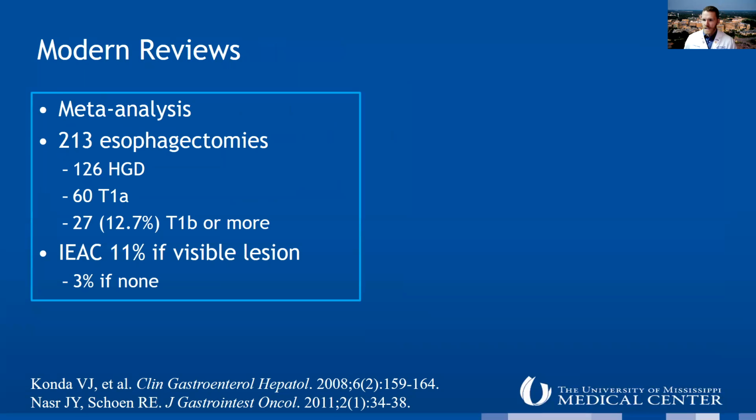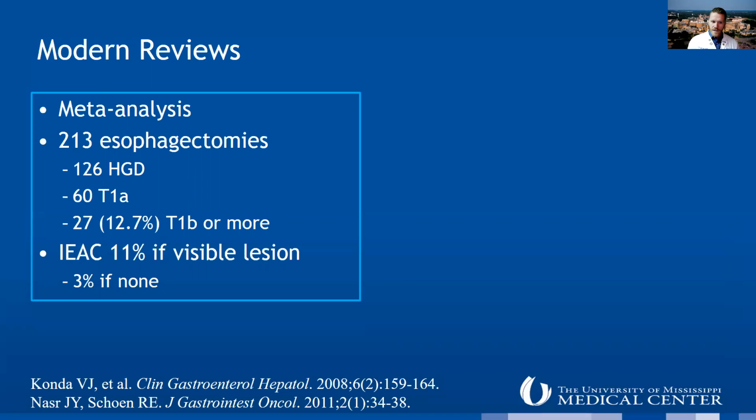So that's been certainly studied further since that time in the mid-90s. This is a meta-analysis from 2008 that reviewed 30 studies and pulled out 200 plus patients who had esophagectomies for Barrett's with high-grade dysplasia. In those, you find that only 12% had invasive T1B cancer or greater. So considering that high-grade dysplasia and T1A cancers would be amenable to endoscopic therapy nowadays, only 12% of those went on to have cancer that probably needed surgical intervention.